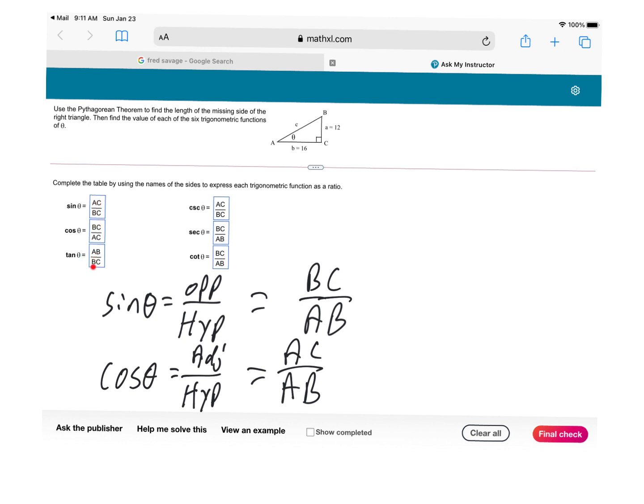And tangent is opposite over adjacent. Each of these definitions is in the book. So you need to fill these in, and then you'll have to use the Pythagorean theorem to find the length of this, and then plug in the numbers. Hope this helps.